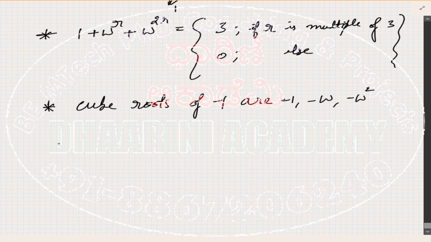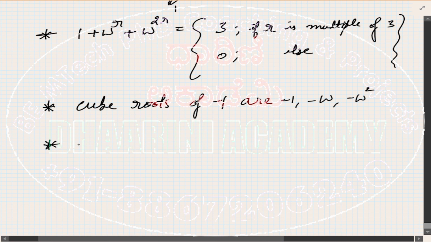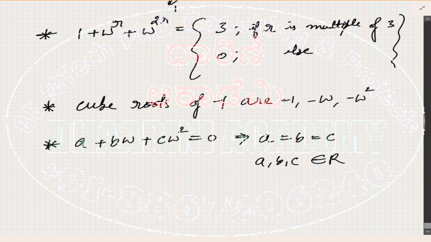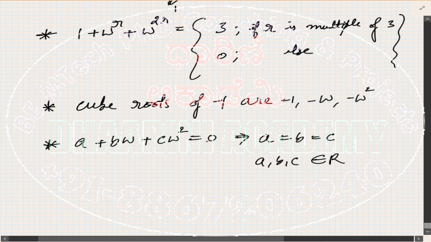The next property is this. If at all we write a plus b times omega plus c times omega square is equal to 0, then this implies a should be equal to b should be equal to c, and a, b, c should be completely real. Only when a, b, c are equal does this become equal to 0. A plus b omega plus c omega square equal to 0 means a, b and c are the same.